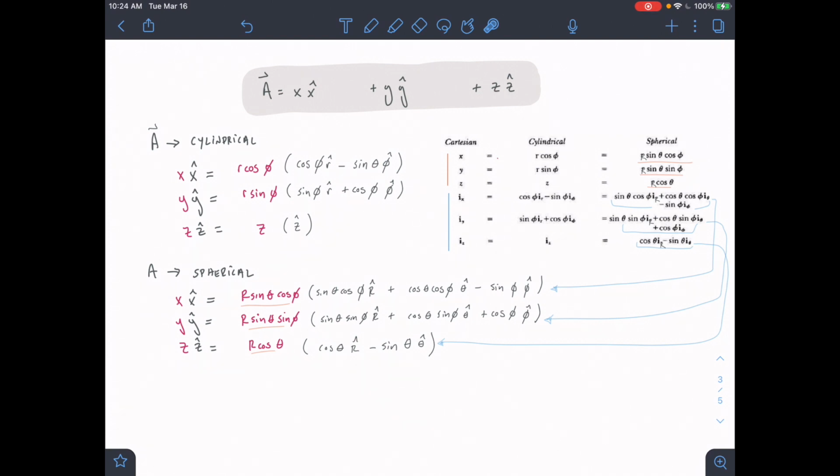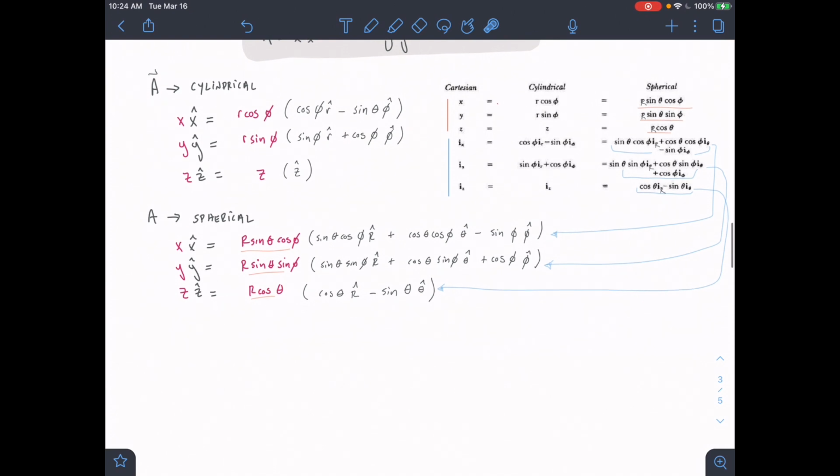Okay, next we're looking at this A to spherical. So you have this x hat first off, so we're going from Cartesian to spherical. So we're first subbing in the magnitude for x, and then we're subbing in the direction. So this is the direction for x. So this is the x hat direction in spherical, and I put these arrows for where they're coming from, and that's where we got these expressions down here.